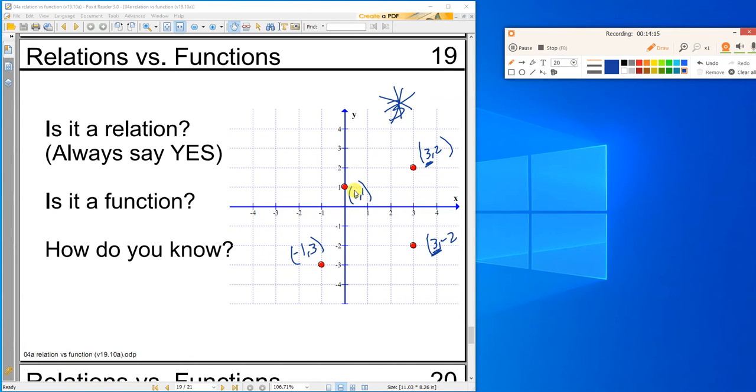But I'm going to give you a hint here. I knew that right away just looking at the graph. Anytime I see 2 points that are right on top of each other, I know it's not a function. Right there, 2 points right on top of each other, it's going to be like 3, 2, 3, negative 2, not a function.